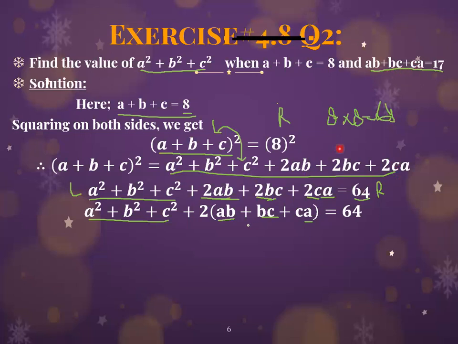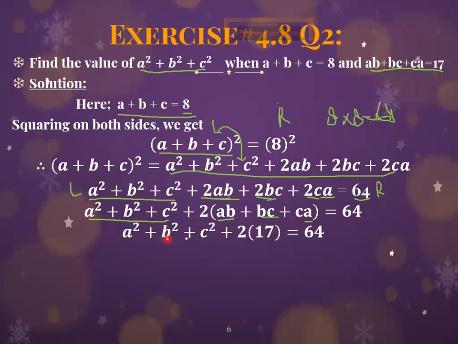So what you will do, instead of ab plus bc plus ca, in the next step you will write down the value of this thing. So simply you will write here a square plus b square plus c square, then plus, then your coefficient, which is 2, and inside the bracket you will write down the value of ab plus bc plus ca, which is equal to 17.